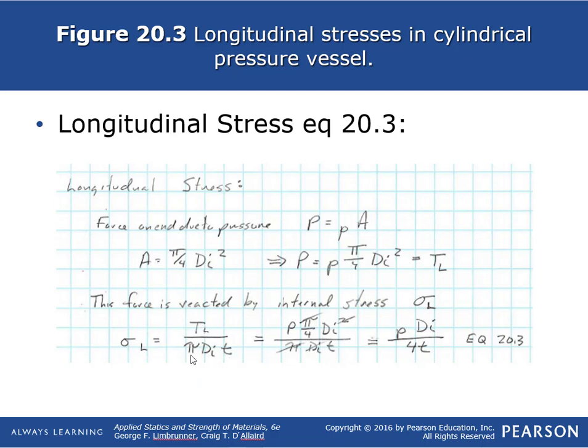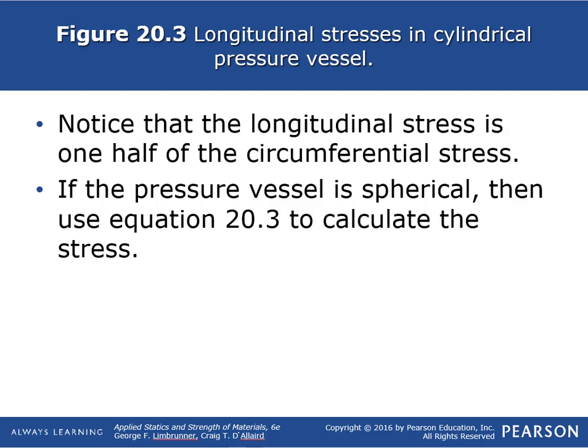Pi times di is like the circumference of the pressure vessel, and then times thickness T, that is the area of the pressure vessel that's going to react the internal pressure force longitudinally. When we reduce this equation, we end up with equation 20.3. That says our longitudinal stress equals P times DI divided by 4T. Notice that the longitudinal stress is 1/2 of the circumferential stress.